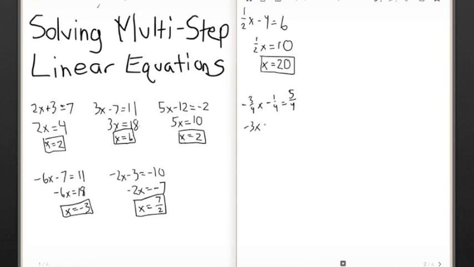So negative 3x minus 1 equals 5. Just get rid of the denominators, keep the numerators. Multiply the whole thing by 4. And now this is just a regular linear equation. Negative 3x equals, move the 1 over, so 5 plus 1 is 6. Divide by negative 3, x equals negative 2.